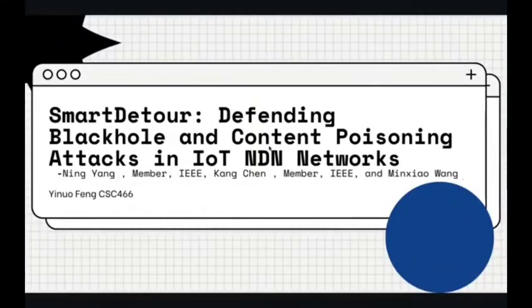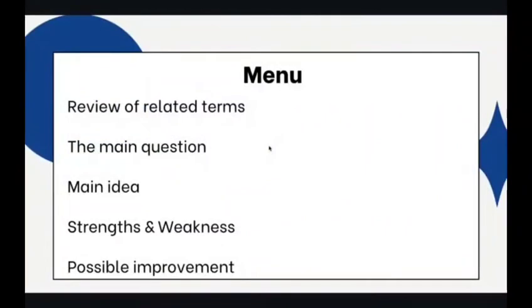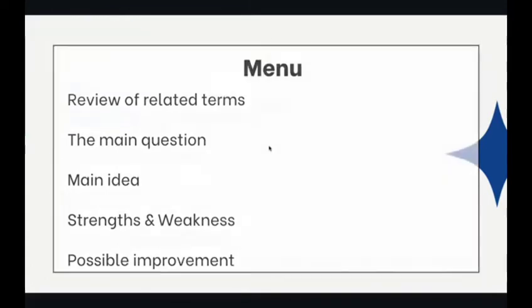The article I chose for reading assignment 4 is Smart Detour: Defining Black Hole and Content Poisoning Attacks in IoT NDN Networks. In this presentation, I'll first review some of the related terms, then introduce the main question and main idea. After that, I'll talk about the strengths and weaknesses of the idea, and I'll end with the possible improvements. Let's begin with a review of the terms.